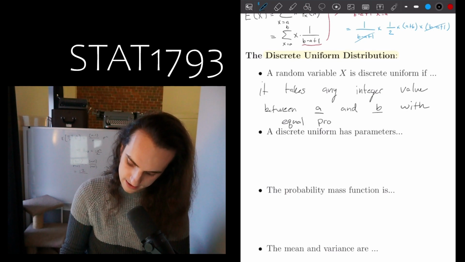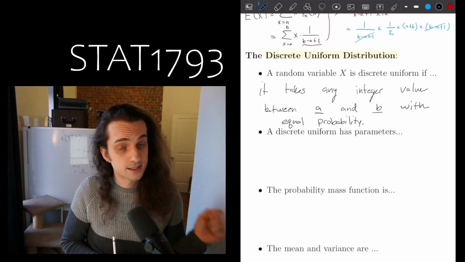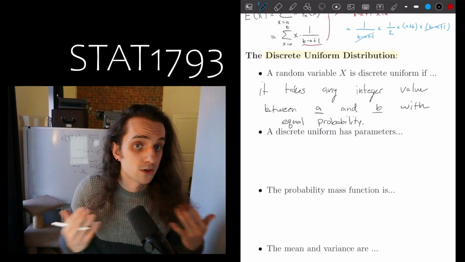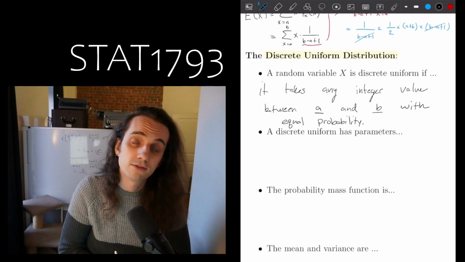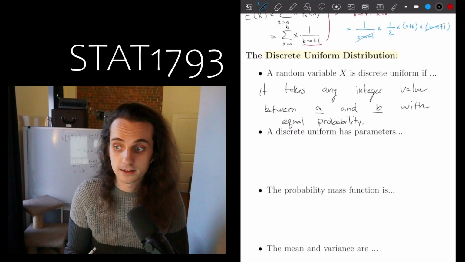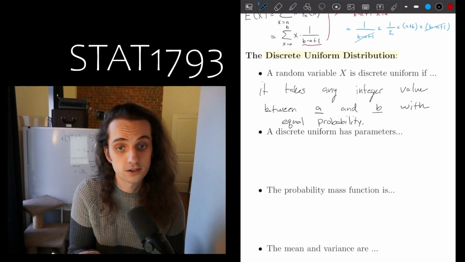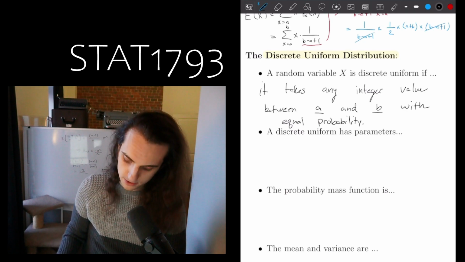So any situation where we have equally likely outcomes that can be referenced as the sequential integers, right? So the numbers 1 through 6 on a die, tickets 1,000 through 10,000 in a raffle, whatever the case may be. If each of those is equally likely, and we just have sequential integers, then we say that it's going to be a discrete uniform distribution.